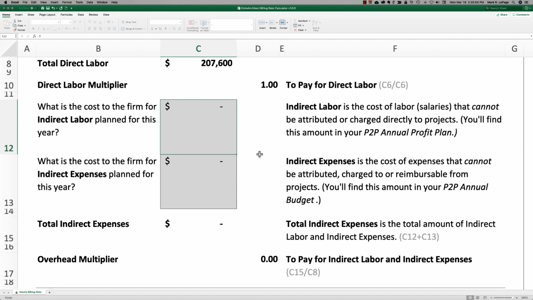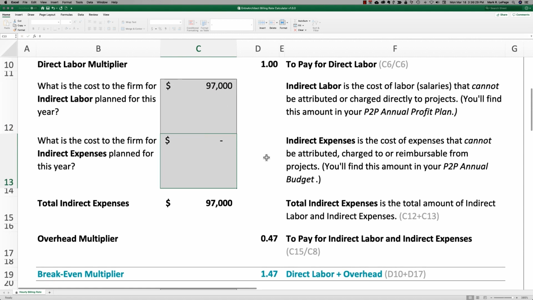All of the salaries added up is your total labor. Direct labor is how much of that total labor goes directly to projects, and how much of that total labor goes to non-project related activities. So indirect labor is labor that cannot be attributed or charged directly to projects. In this case, ours is going to be $97,000.